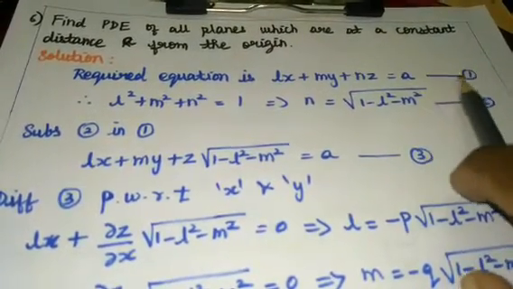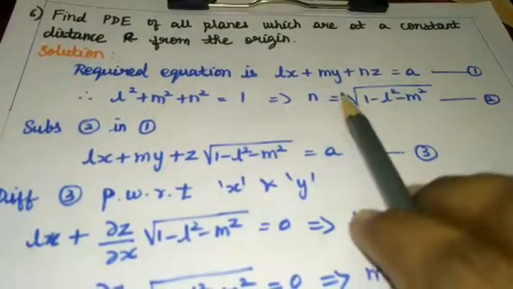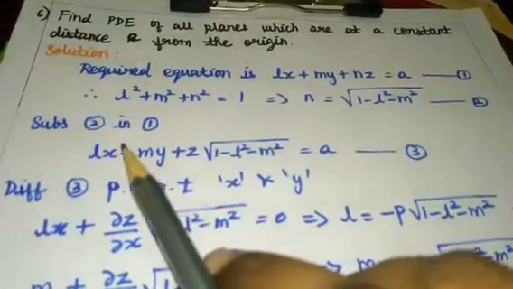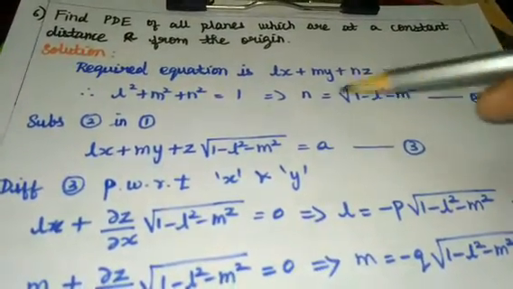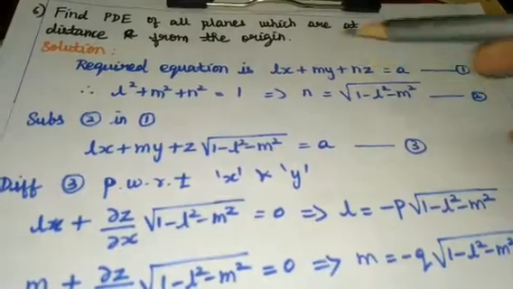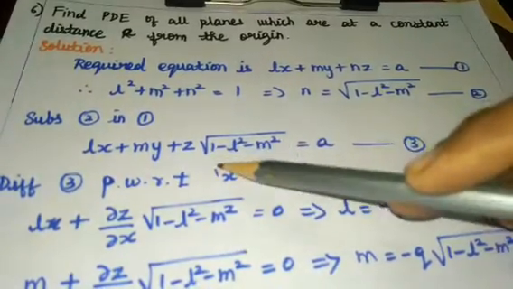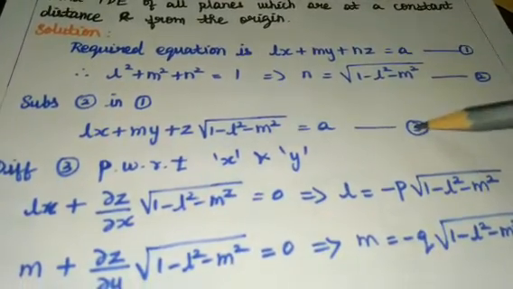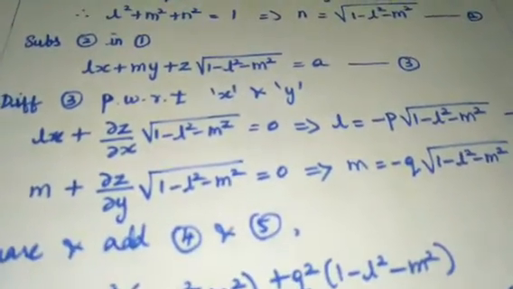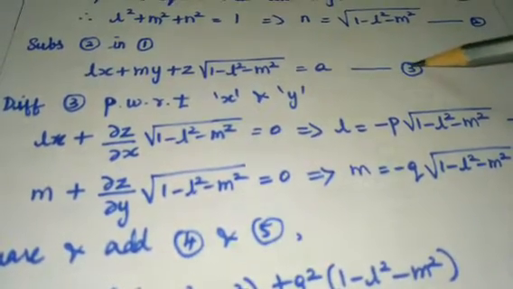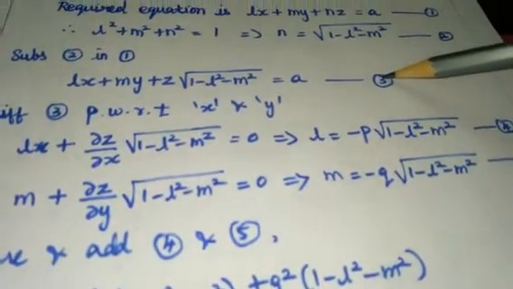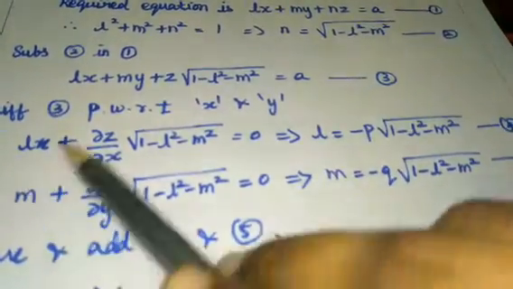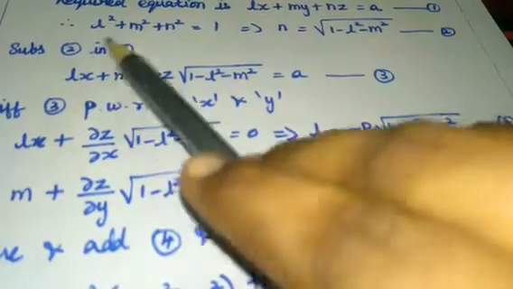The given required equation is 1 and this n term is termed as 2. So substitute this n term from 2 in the first equation. Therefore lx plus my plus z into root of 1 minus l square minus m square is equal to a. This is the third equation. Next, differentiate the third equation partially with respect to x and y. If we differentiate partially with respect to x, then consider the x term and the z term.